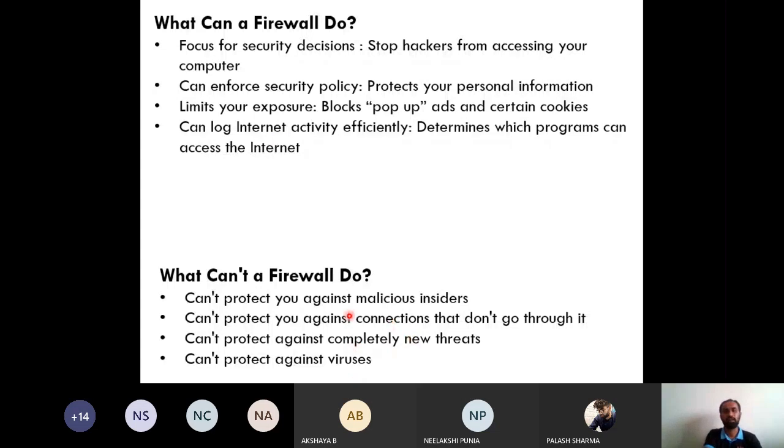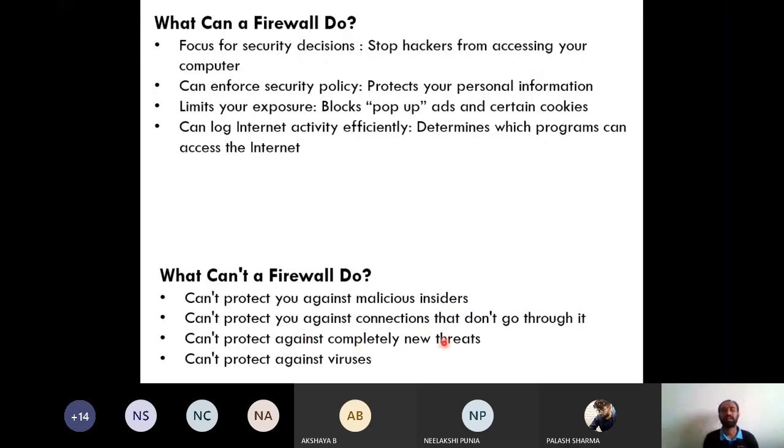In that perspective, remember, a firewall cannot protect against malicious software or malicious insiders, which we studied in the previous sessions, if you remember. It can be a virus. That's what I put here. Your firewall cannot protect from a virus or malicious insiders, and also it cannot protect connections that don't go through it. What exactly I mean by don't go through it is elaborated in the third point as well. It is a new threat.